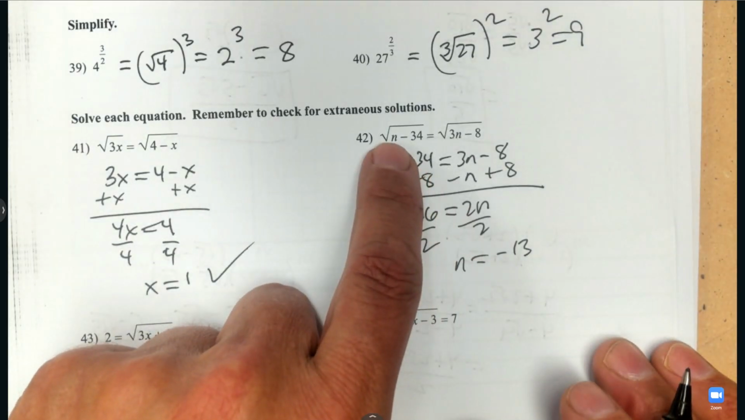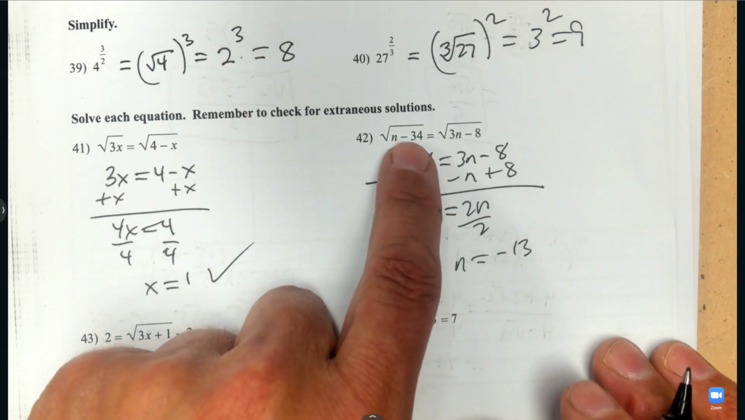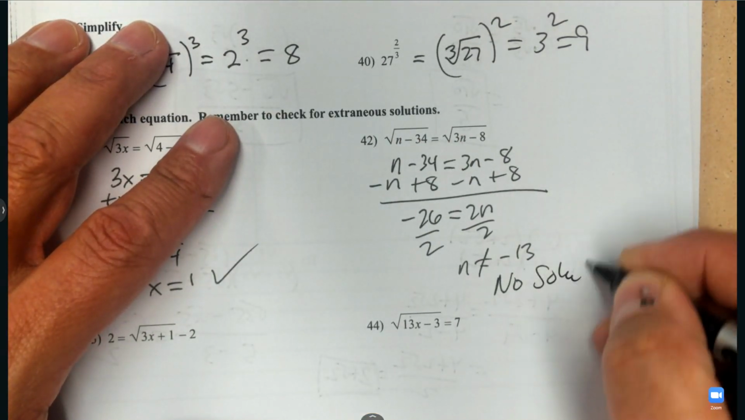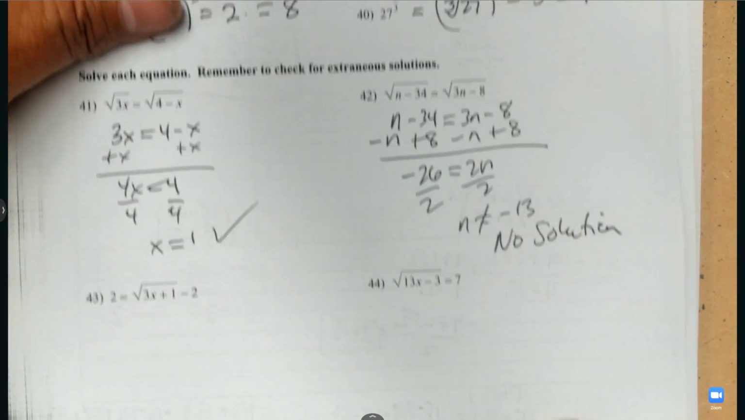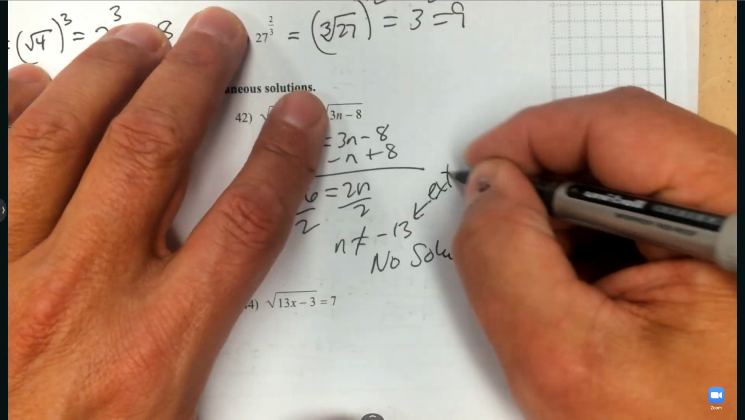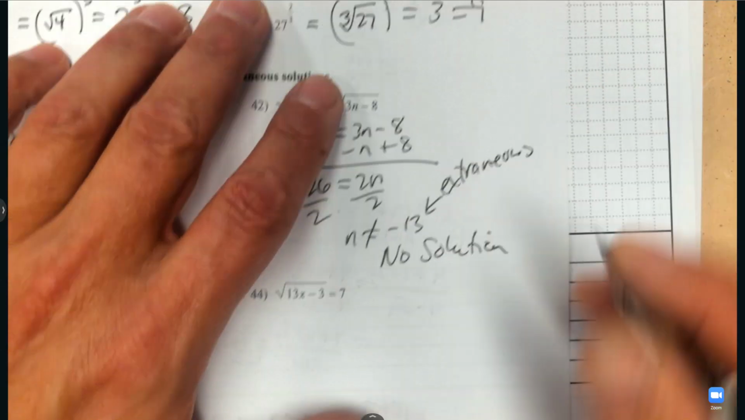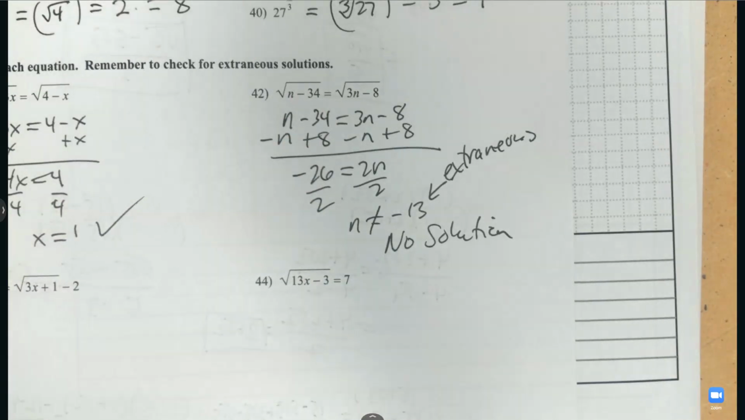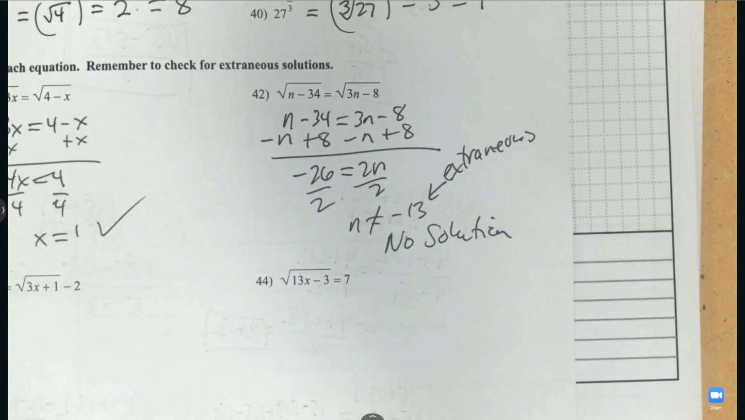If I plug in negative 13 for n, that gives me a negative number under a square root sign. It can't equal that. There is no solution here. In fact, there's no real solution if not anything else. So that's called an extraneous solution. It's restricted. That's because that answer makes what's under the square root sign negative. All right, try the next one.